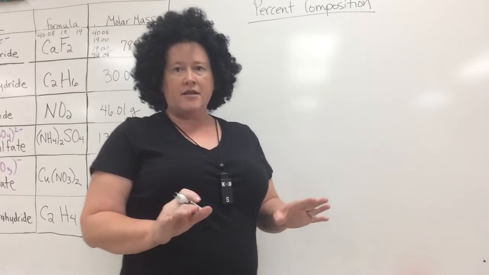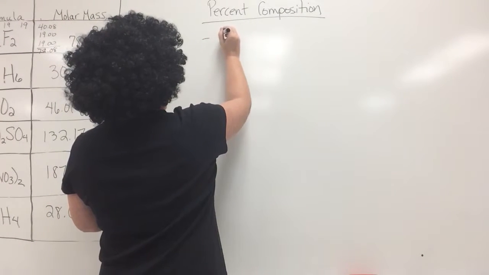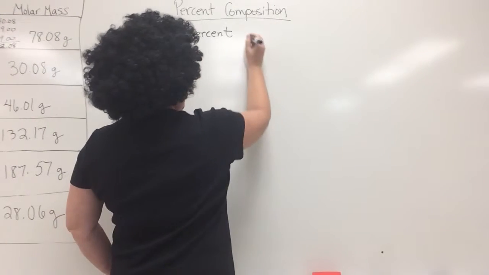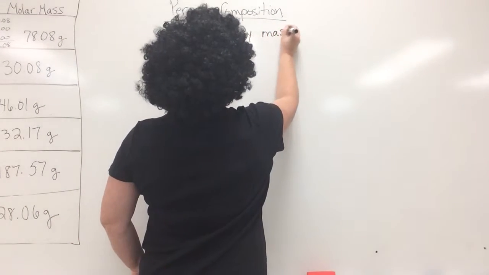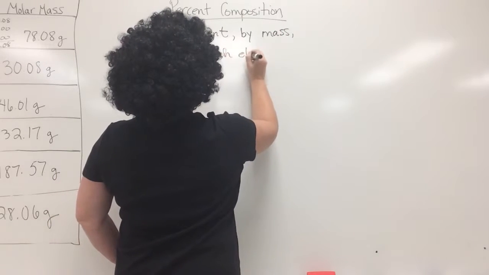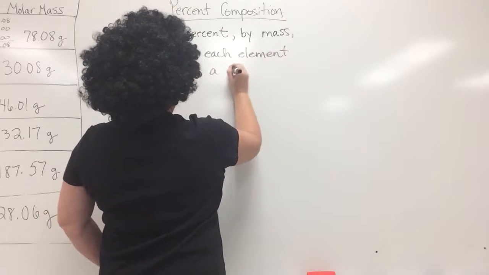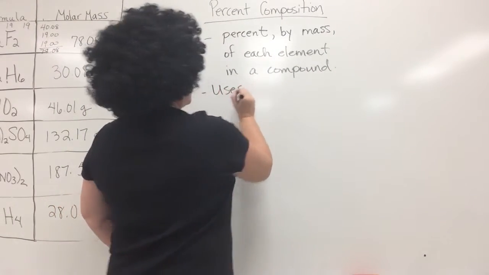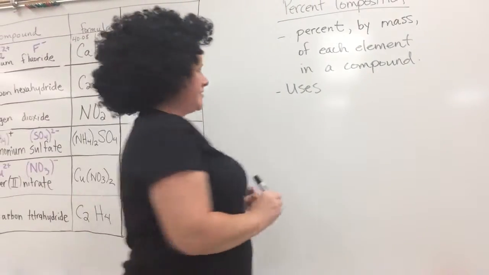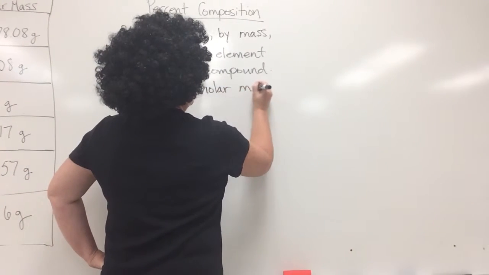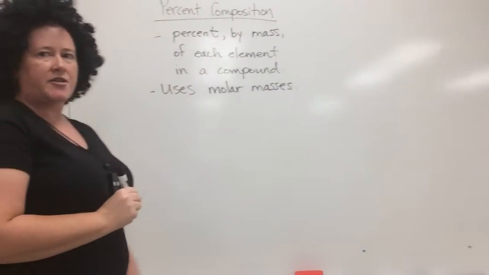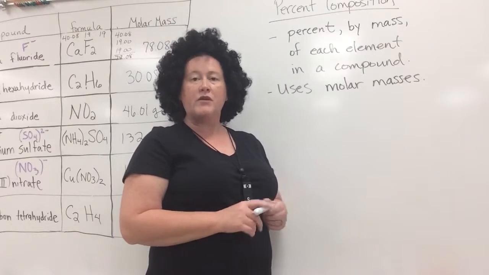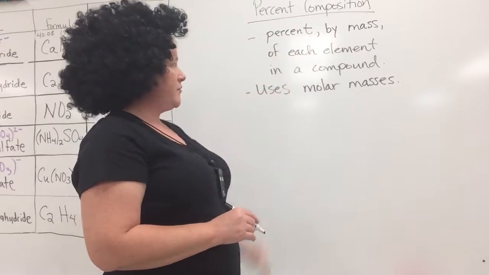So, all things aside, percent composition is the percent by mass of each element in a compound. To get percent composition, we have to use molar masses of substances for this type of calculation. There's another way you can get percent composition, and that's through analyzing lab data or data collected in the lab, which is something that we will be doing in here as well. But one way we can get percent composition is using molar masses.